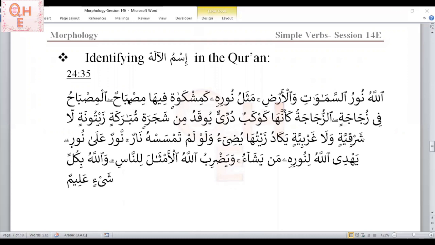So we see over here one word that matches with one of the patterns, like mif'alun. Okay, like mif'alun, misbahun. Again, we have the same pattern over here. Now let's see whether there are more that start with mim kasra or mim fatha.